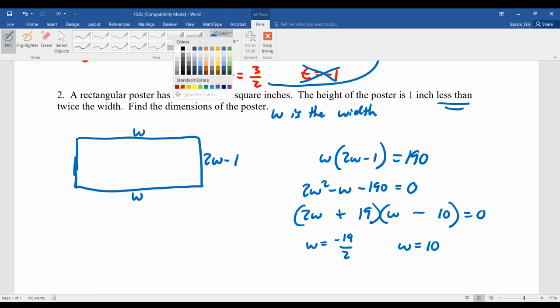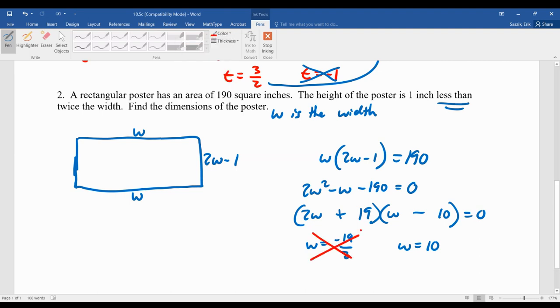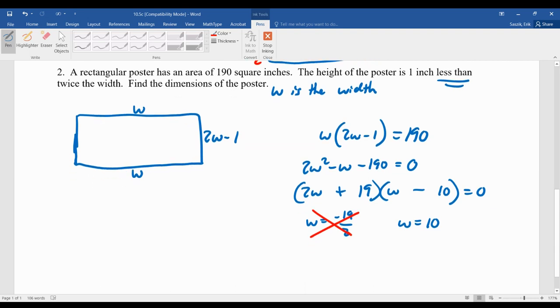But remember, it would make no sense to have a width of a poster that's in negative units. So our width is 10. We're talking about inches here, so it's 10 inches. Now remember, the problem's asking for the dimensions. So this is 10, and then if we plug 10 in here, 2 times 10 is 20. 20 minus 1 is 19. So the final answer is 10 by 19. 10 inches by 19 inches.